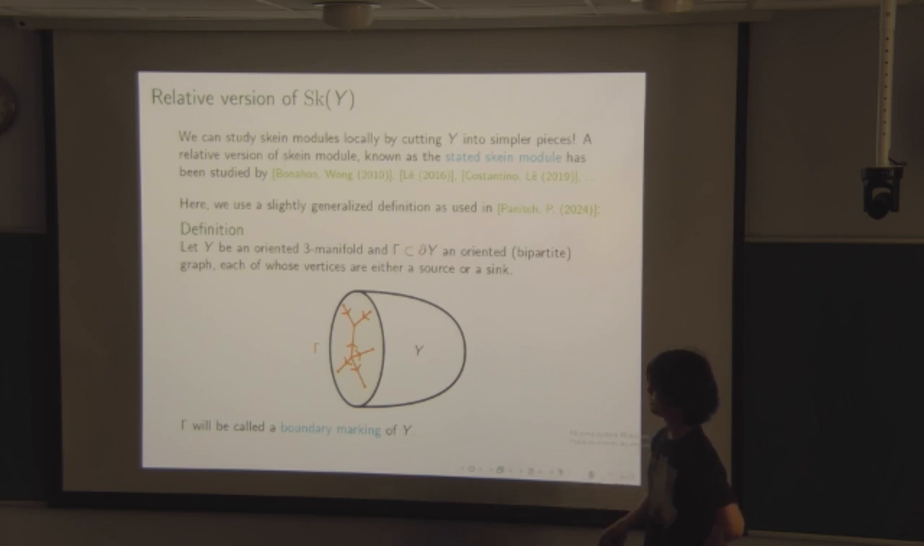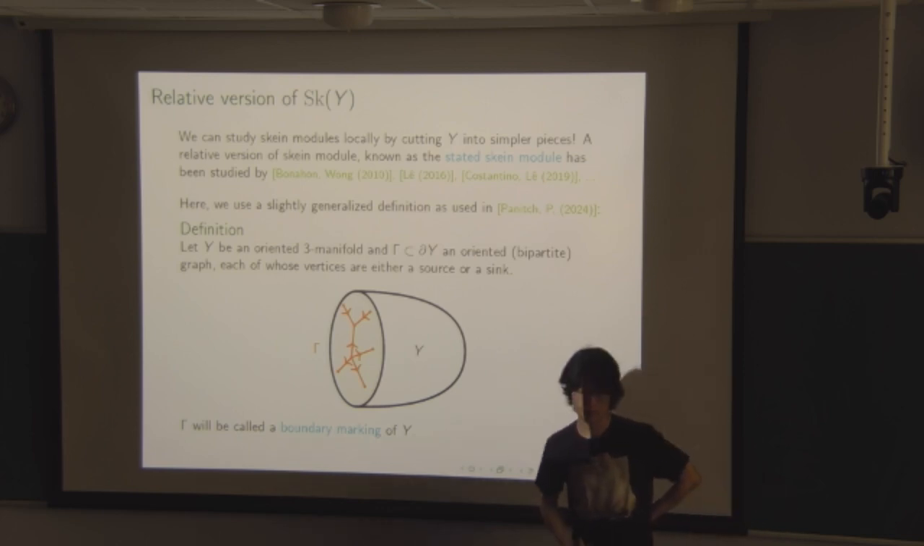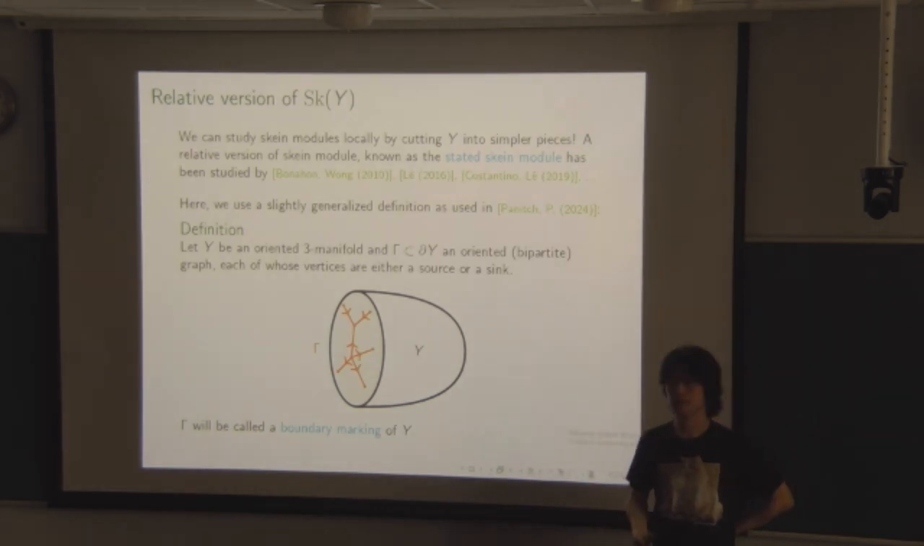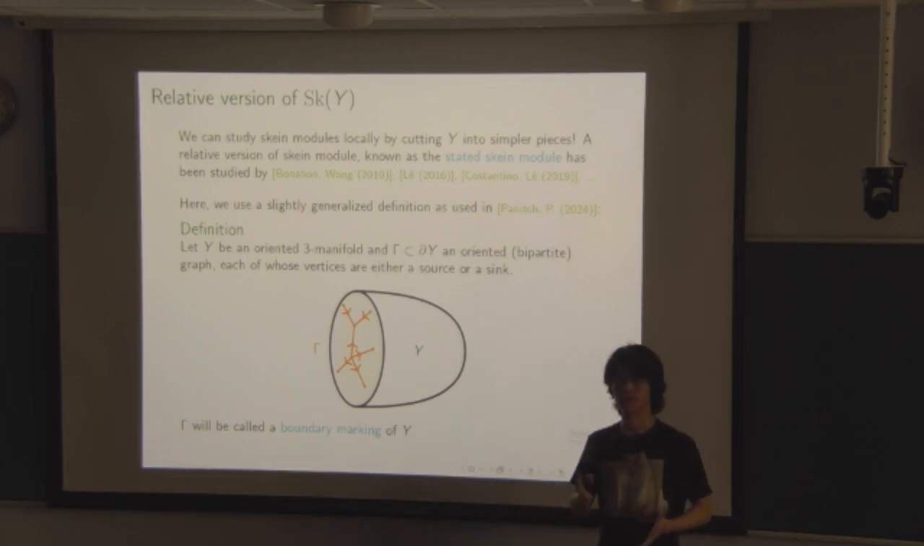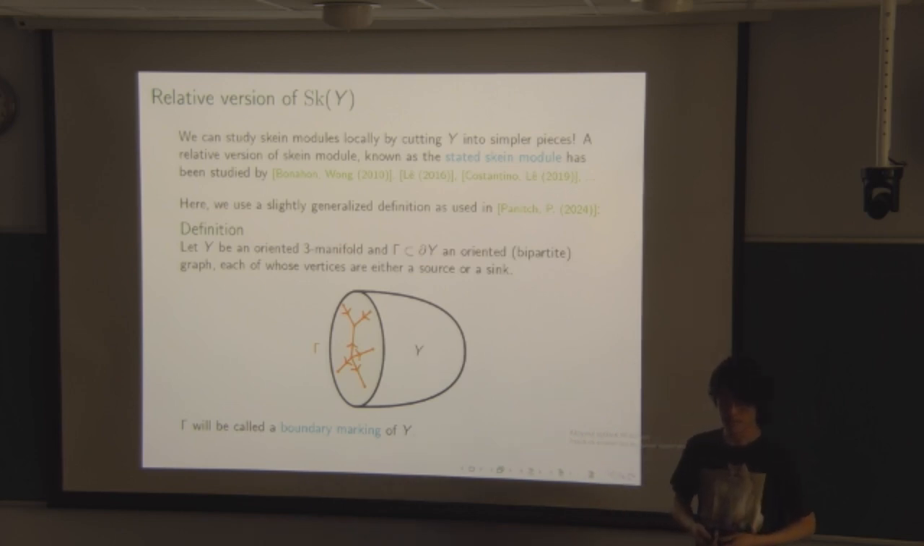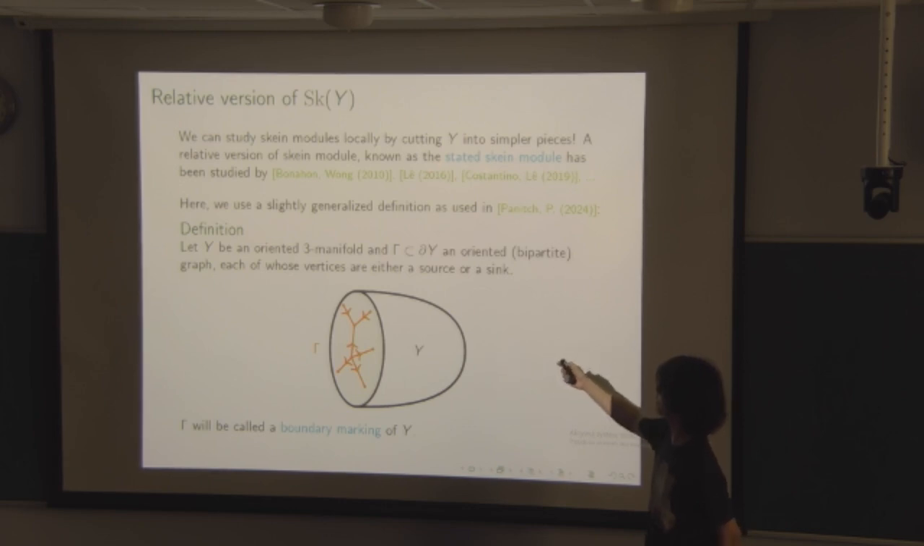For our construction, it is important to study a relative version of skein module, meaning we want to study skein modules by cutting our three manifold into simpler pieces. The relative version of skein module is known as the stated skein module. It's called stated for a reason that will become clear in a moment.